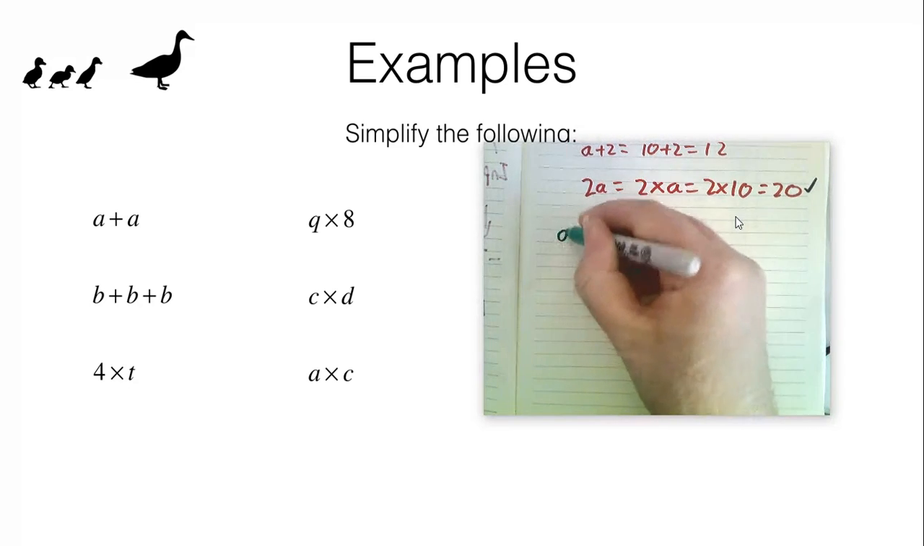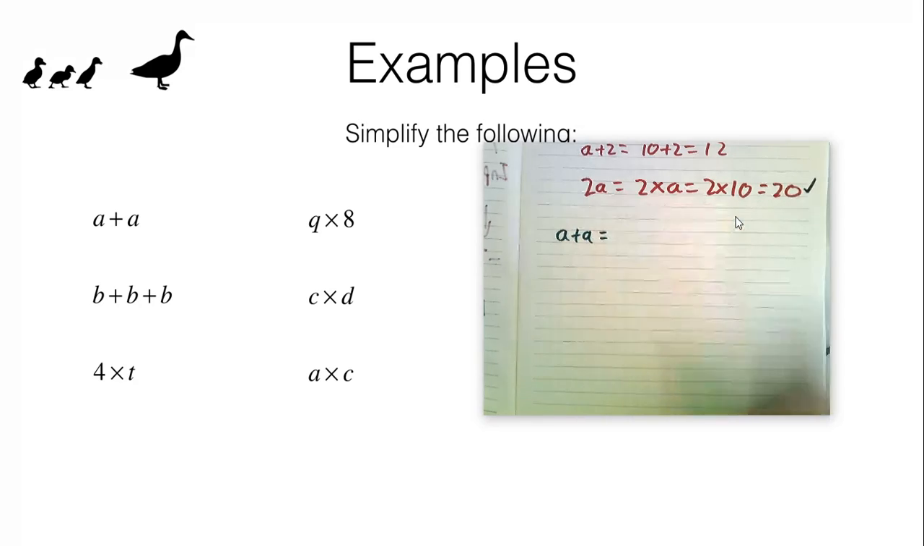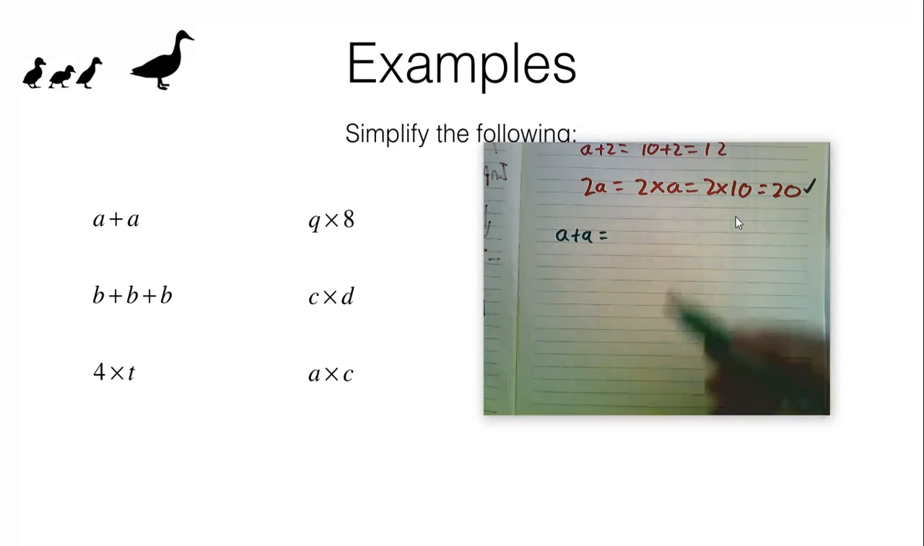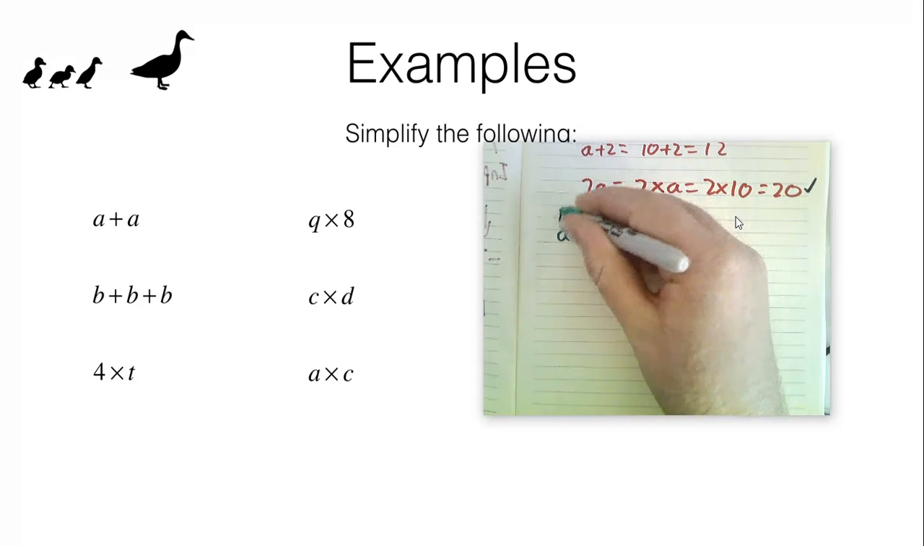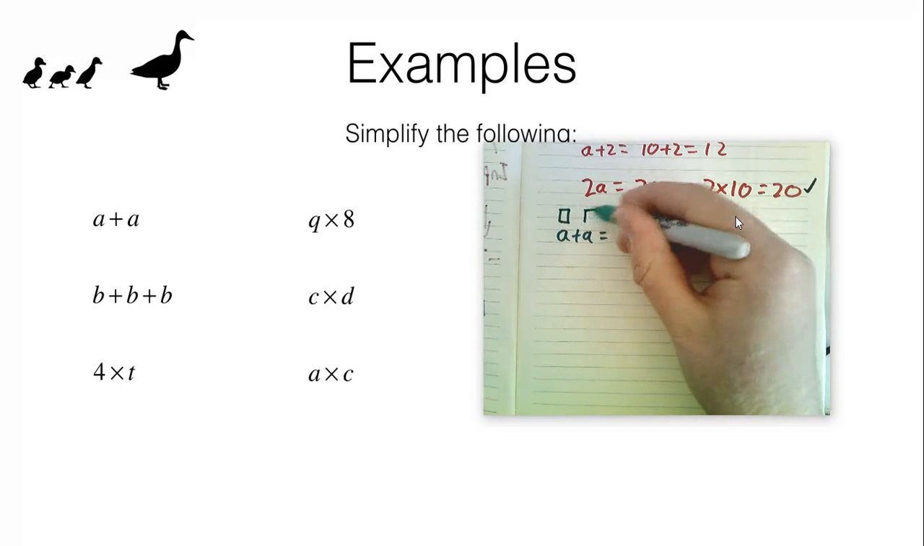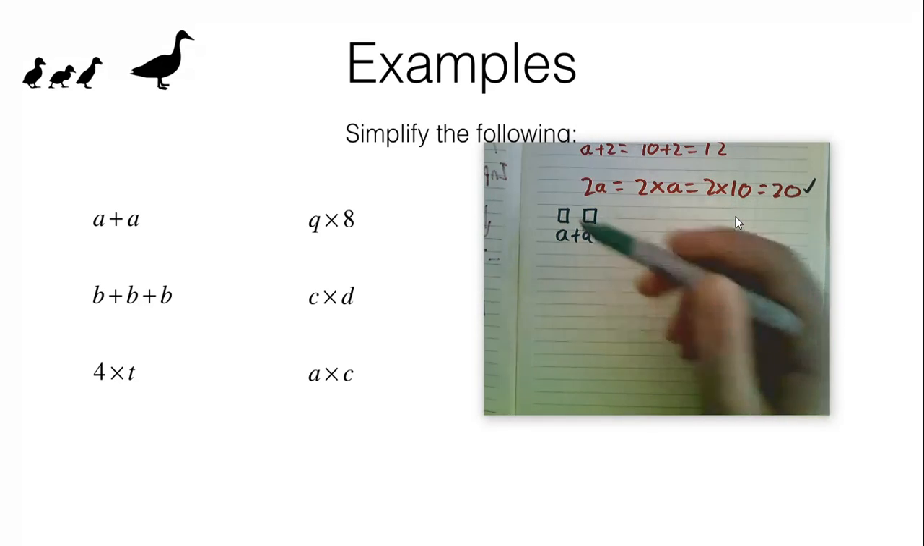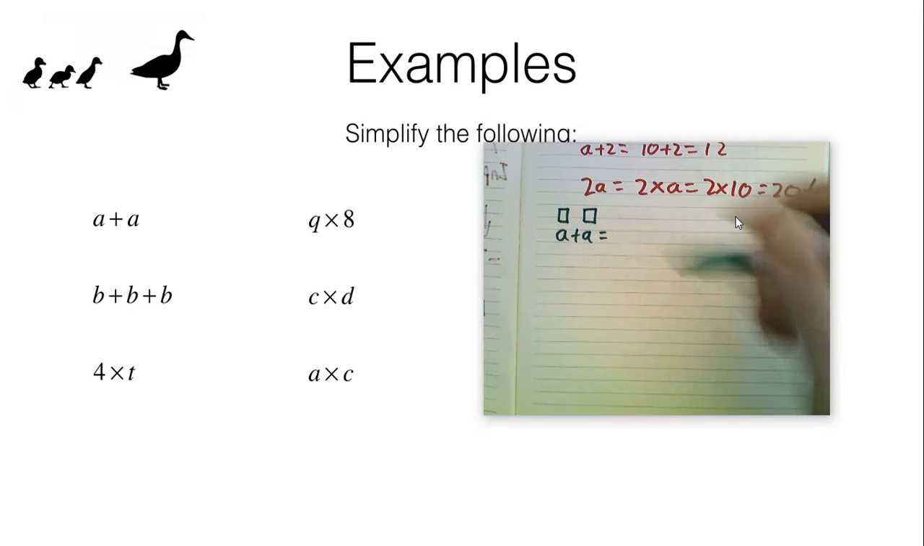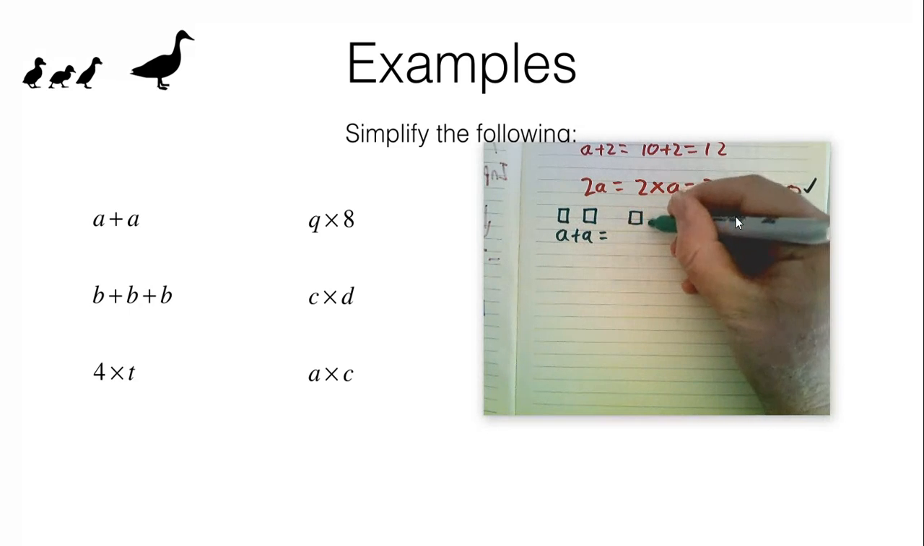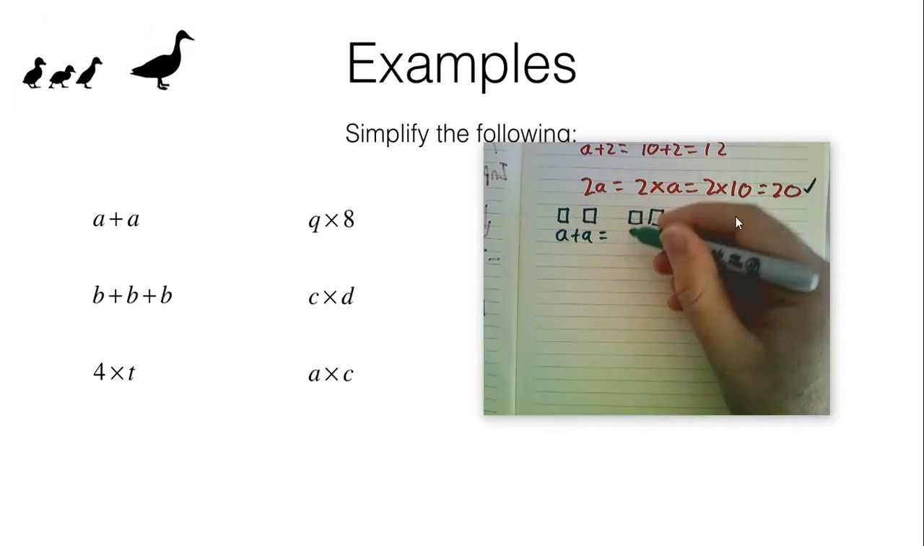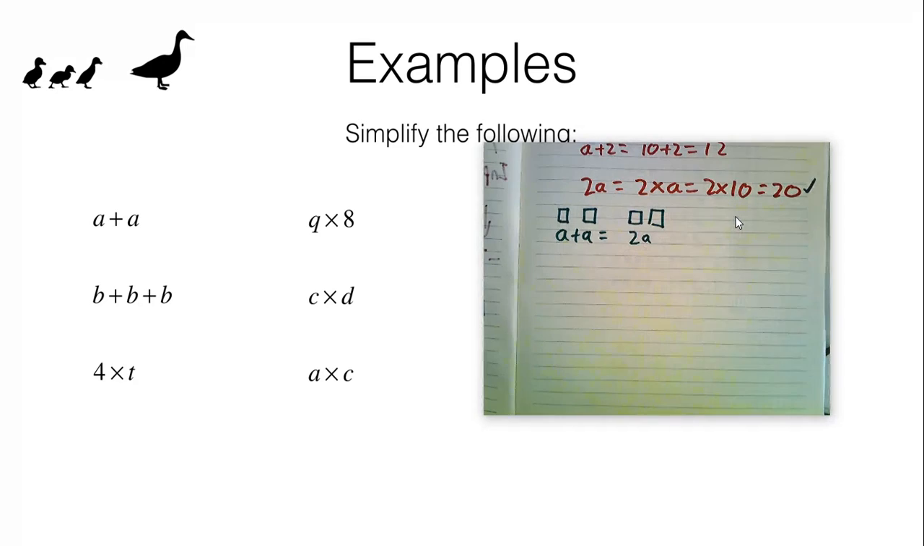So A plus A is equal to, well, let's think. Let's represent A like this. If I've got a box and I add another box, I have 2 boxes. Okay?